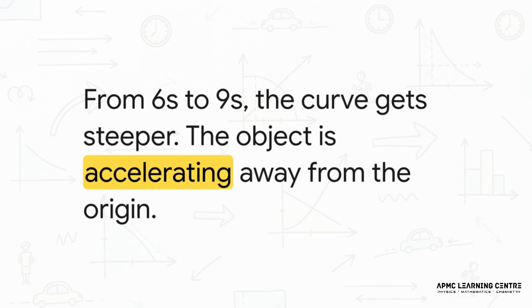Now, from 6 to 9 seconds, things start to get interesting again. We don't have a straight line anymore. We've got an upward curve that keeps getting steeper. What does that tell us? The gradient is increasing. So the object isn't just moving, it's accelerating away from the origin, going faster and faster.